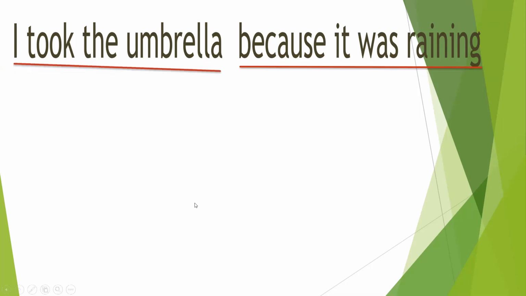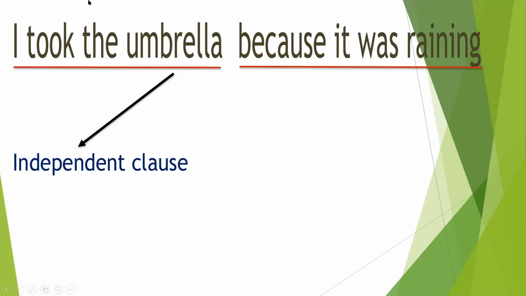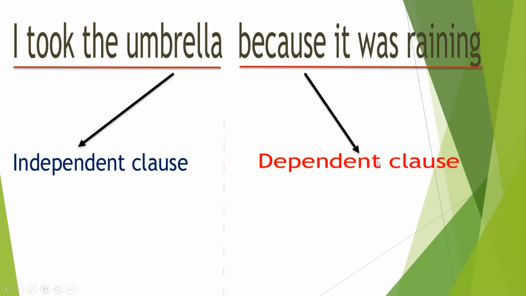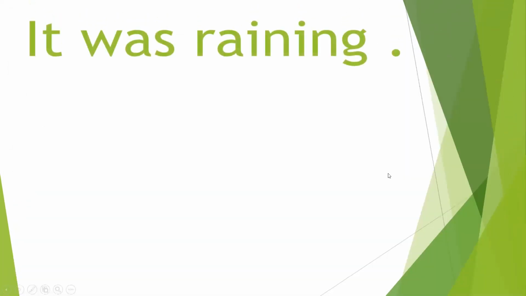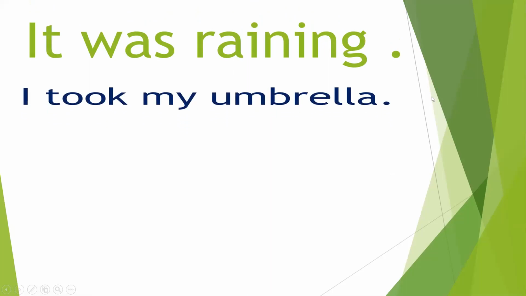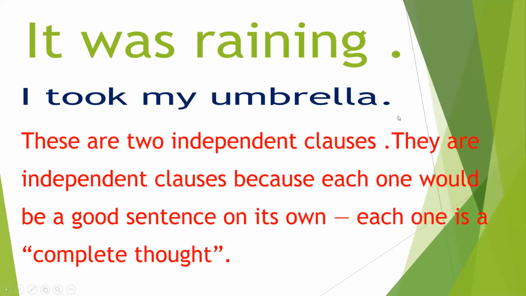So these are two clauses, but one sentence. I took the umbrella is an independent clause because it was raining is the dependent clause. All right. It was raining. I took my umbrella. These are two independent clauses. They are independent clauses because each one would be a good sentence on its own. Each one is a complete thought. It was raining, full stop. Makes perfect sense. I took my umbrella, full stop. Makes perfect sense.